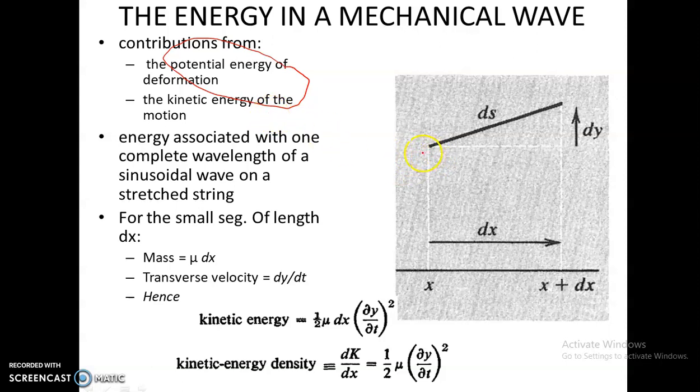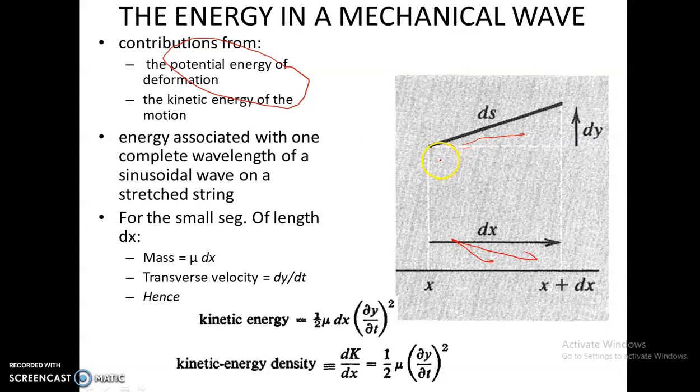For that, consider a string of length, say dx. As you could see, this is the length dx of the string, and as a consequence of the propagation of the wave through the string, there occurs a deformation such that ds represents the actual deformation of the string upon the movement of the wave through that string. So ds is the actual path followed by the wave, or this can be taken as the deformation of the string of length dx. Let mu be the mass per unit length of the string.